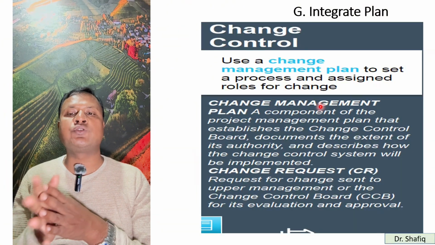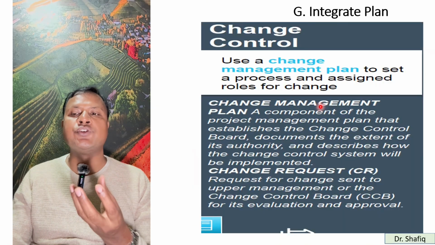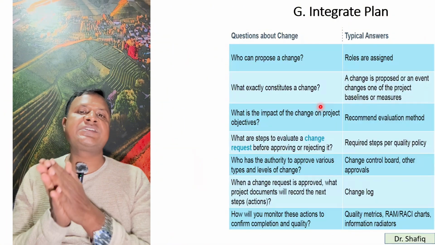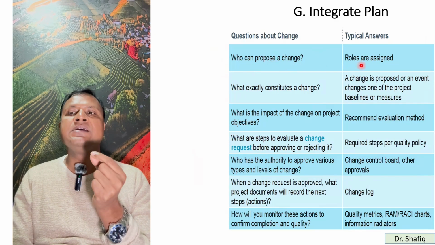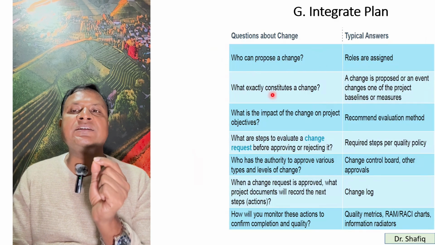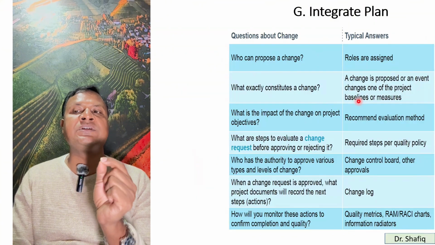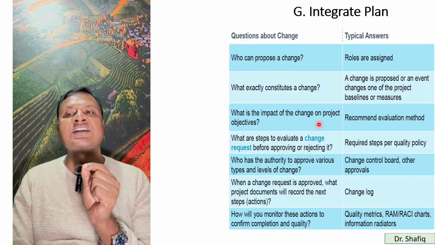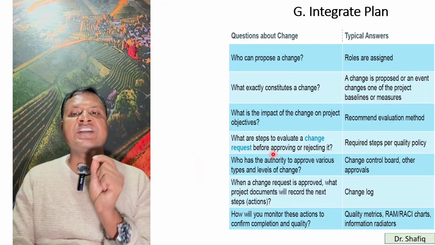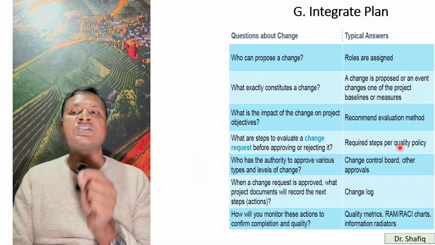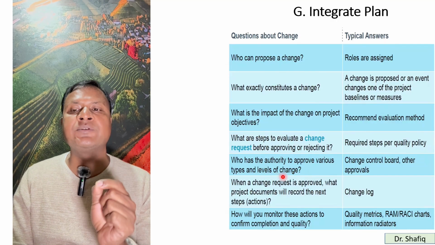A change request is sent to the upper management, like the change control board, for its evaluation and approval. So from this table, you can understand, if you ask the question, who can propose a change? Roles are assigned. What exactly constitutes a change? A change is proposed or an event changes one of the project baselines and measures. What is the impact of change on project objectives? Recommend an evaluation method. What are the steps to evaluate a change request before approving or rejecting it? Required steps per quality policy.